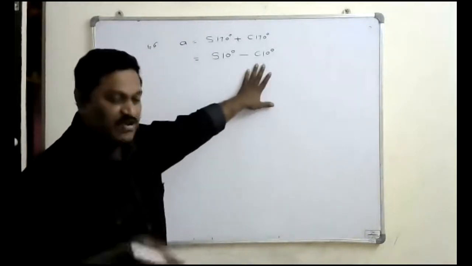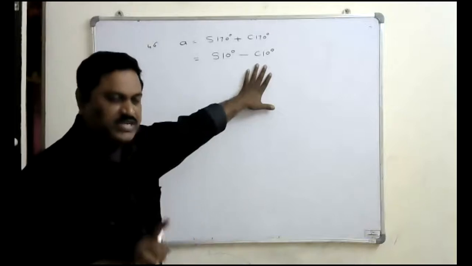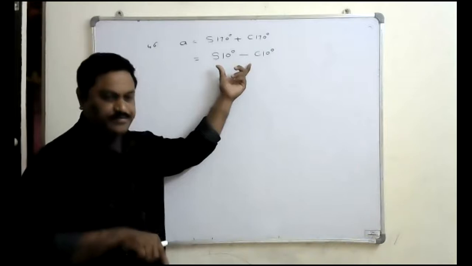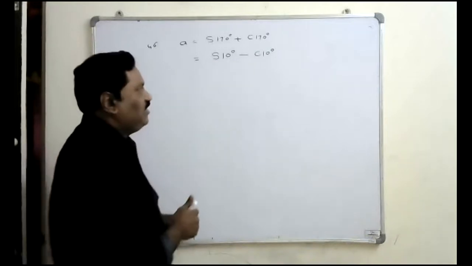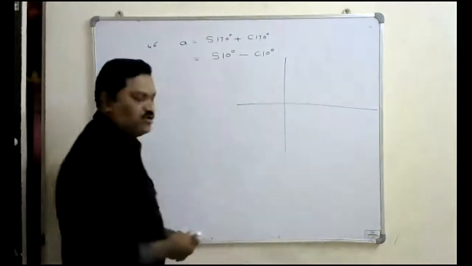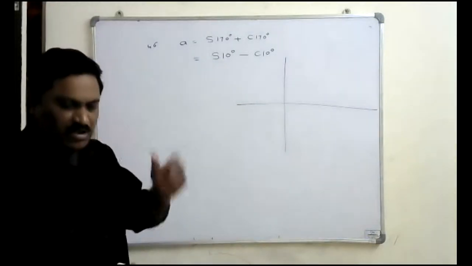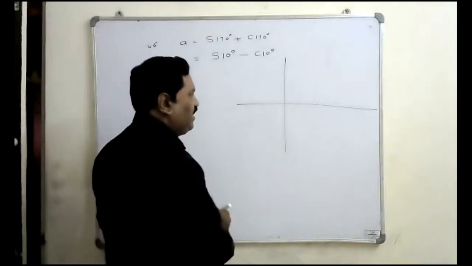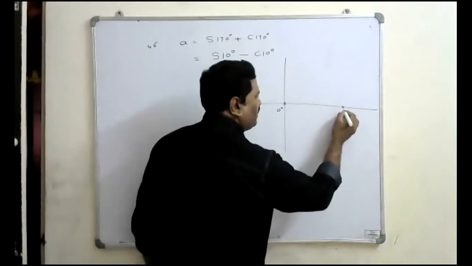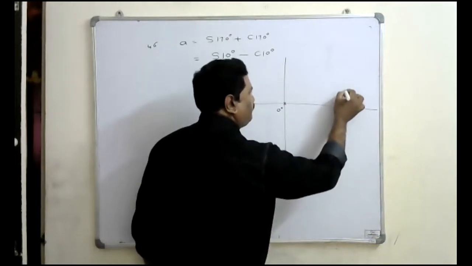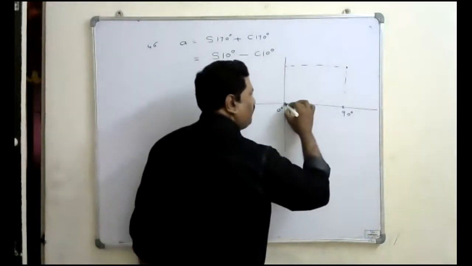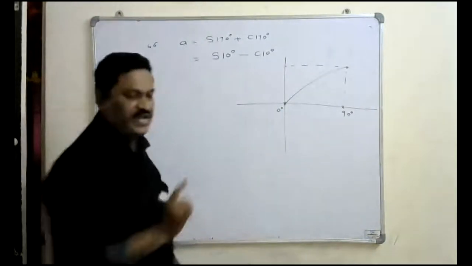Because sine 10 degree and cos 10 degree are not equal, out of these two, which is the bigger one? That we have to identify. For that, we'll take the help of the graph. Once recollect the graph of sine and cos between 0 and 90 degree. First, I will take the graph of the sine x. When x is 0, sine 0 is 0. When x is 90 degree, sine 90 degree is 1. Means sine is increasing from 0 to 1. This is the graph of the sine x.